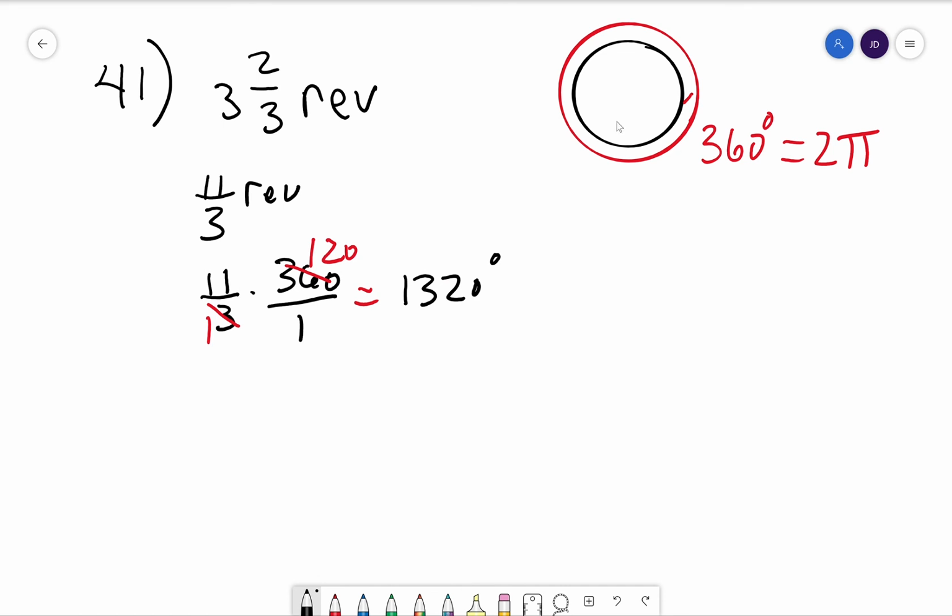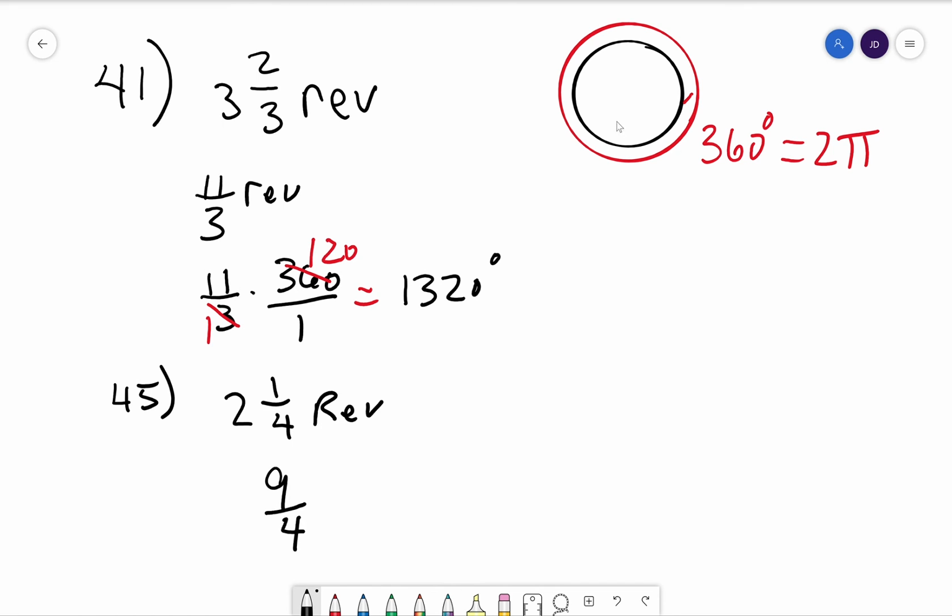Let's look at 45. Now we're going the other way. Okay, we're going to radians. We have 2 1/4 revolutions. Okay, we're going to change this into an improper fraction, so that's going to be 9/4 revolutions.